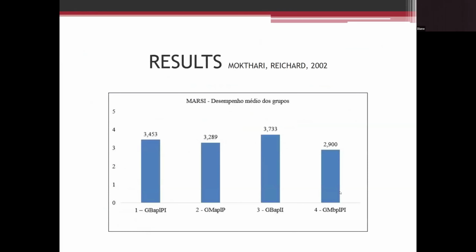Next slide, please. So our results. This is our first graph. It's related to the Mokhtari and Reichard test. It's called MARSI. So we can see that number 1 and number 3, that were the bilingual groups, have the better scores in the metacognitive awareness of reading strategy.